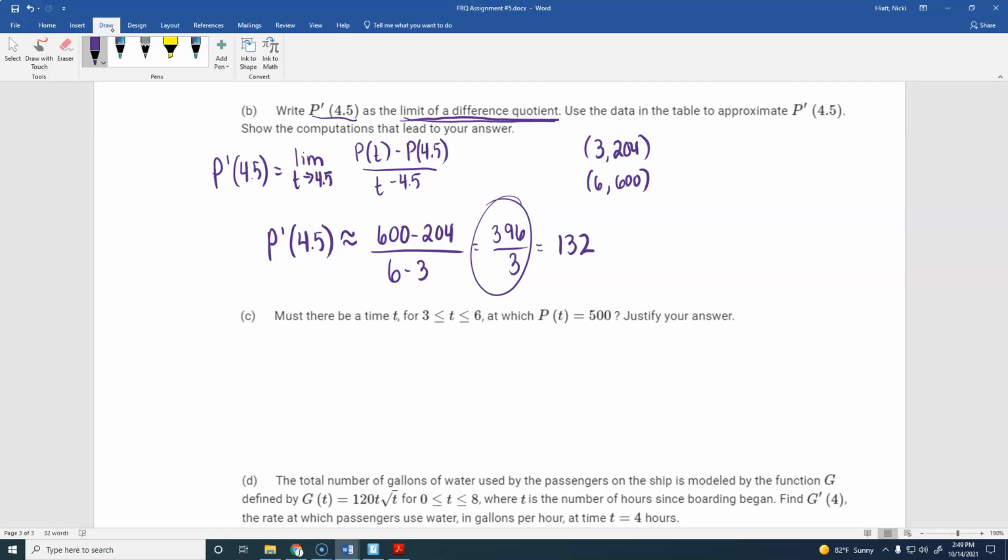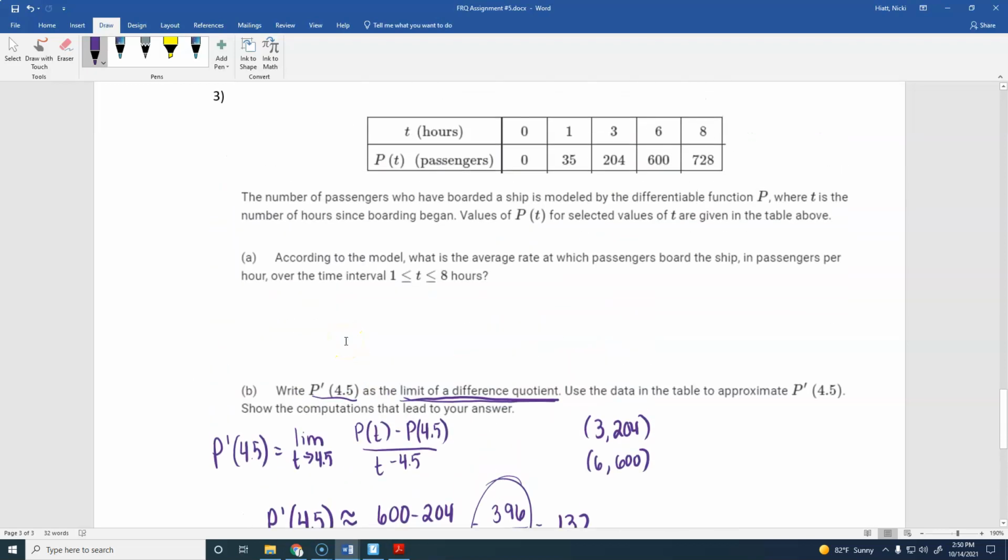That is intermediate value theorem. So you plug in 3 and 6, which you have from the table. P of 3 is 204, P of 6 is 600. If it goes from 204 to 600, it's got to pass 500 as long as it's continuous. I should say this: part C is intermediate value theorem, and intermediate value theorem only applies if this is continuous. Does it tell you anywhere it's continuous?